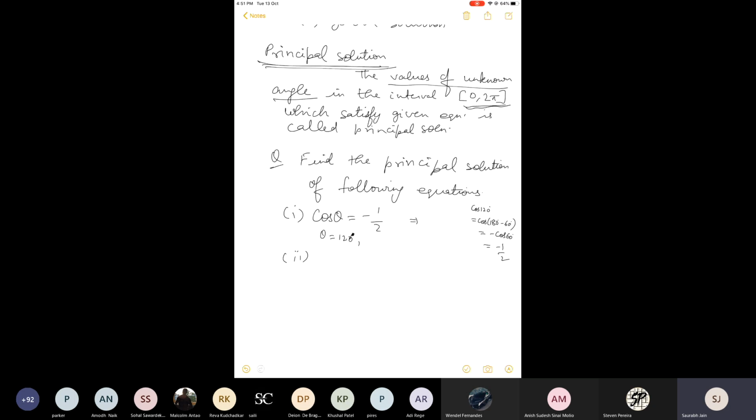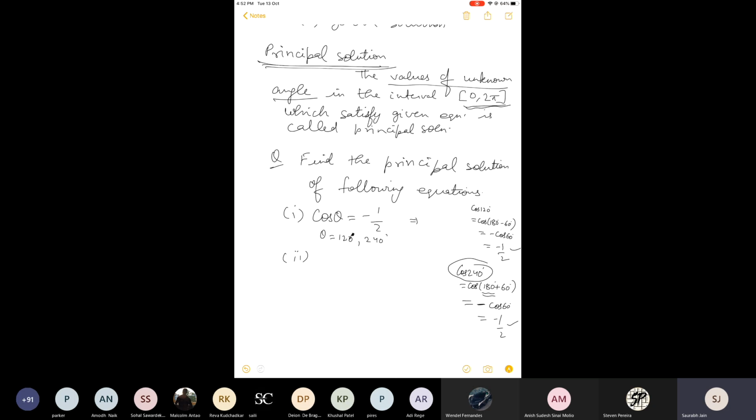240. Yes, correct. So next is 240. Why? Because see, 240 is 180 plus 60. Cos of 180 plus 60, using the reduction formula, even multiple, it will remain in cos, and the angle is in the third quadrant, so the value will be negative. Answer is minus half.